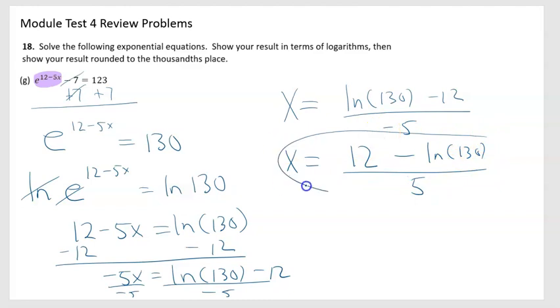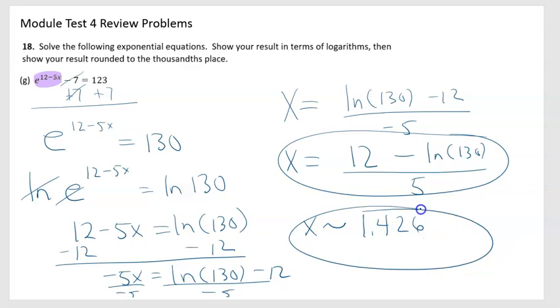That just looks cleaner. And then for a decimal approximation, you do 12 minus the natural log of 130. Again, be sure to close out those parentheses. I'm going to push equals first, which is 7.132, and then divide by 5 with that in my calculator. And I've got 1.426 when I round to the thousandths place.